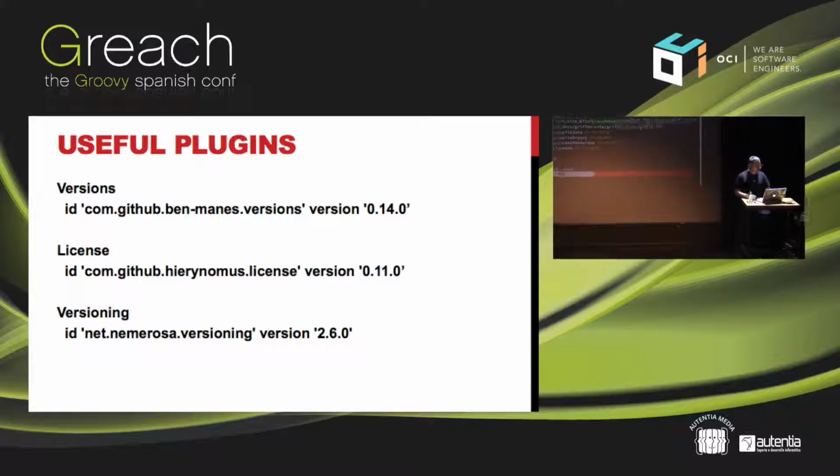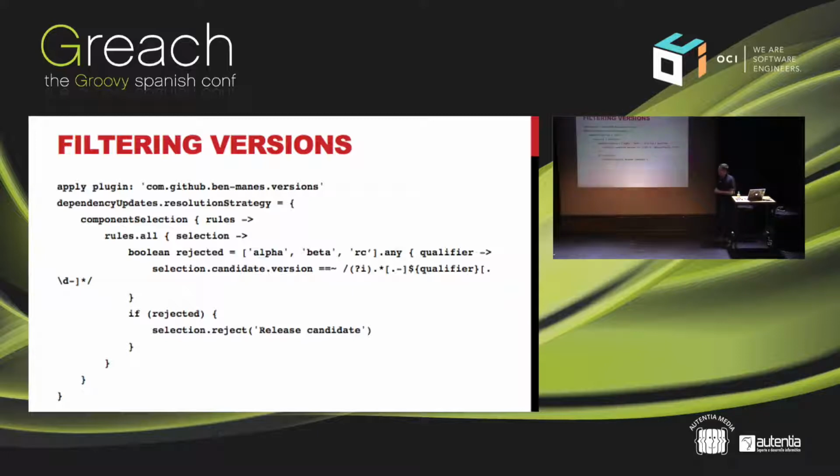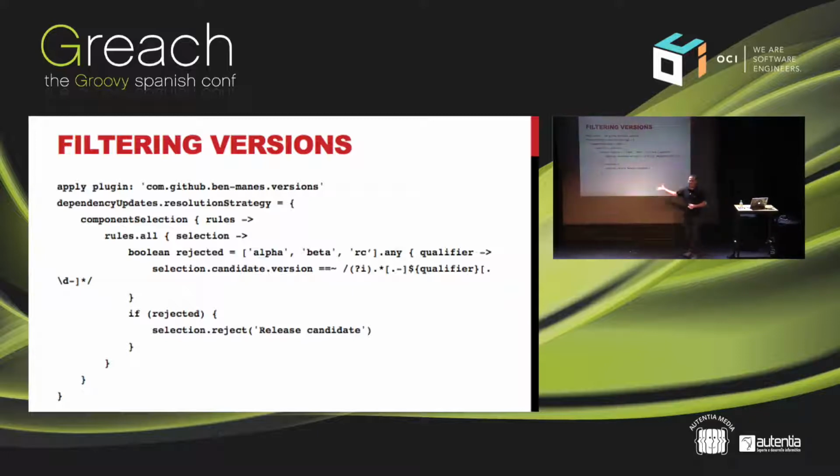Okay, so let's continue. Luckily, I was prepared for this one. So this is how you can do it. Actually, I copied and pasted this from the plugin's documentation. It's just like that. Basically, what this is doing, you apply the plugin and then iterate over all the dependencies and do a regular expression on the artifact name. So if any of these things are found in the qualifier of the version number, then you simply are going to reject that. And so when you generate the report, this will not appear.